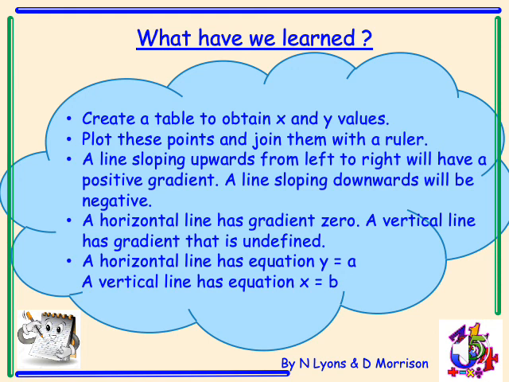We've learned that a line sloping upwards from left to right will have a positive gradient, downwards will have a negative gradient. A horizontal line has a gradient of 0, but a vertical line has a gradient that is undefined. And a horizontal line has an equation y equals a, and a vertical line has the equation x equals b.